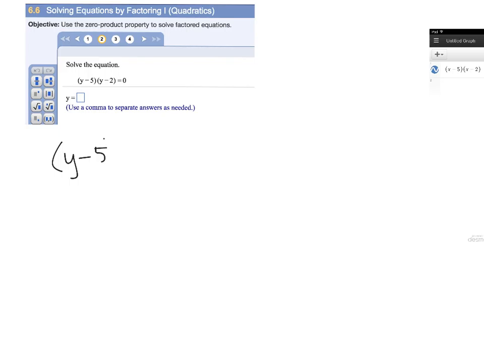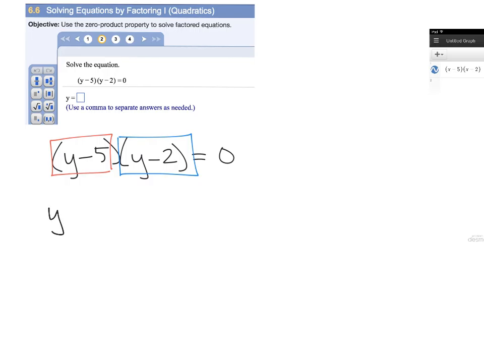So y minus 5 times y minus 2 equals 0. Because we've got y minus 5 being multiplied by y minus 2, these two numbers are being multiplied by each other, and it equals 0. So that means either y minus 5 is equal to 0 or y minus 2 is equal to 0.